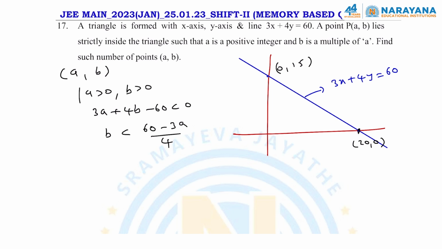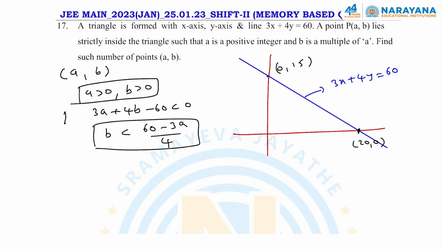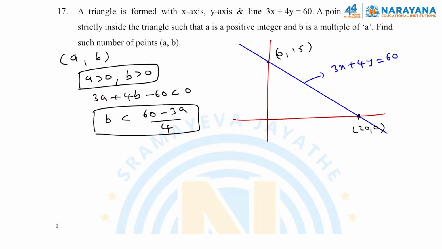So satisfying these conditions, we have to see the number of ordered pairs a and b. So let us start with a equal to 1. If I am taking a equal to 1, b should be a multiple of 1.